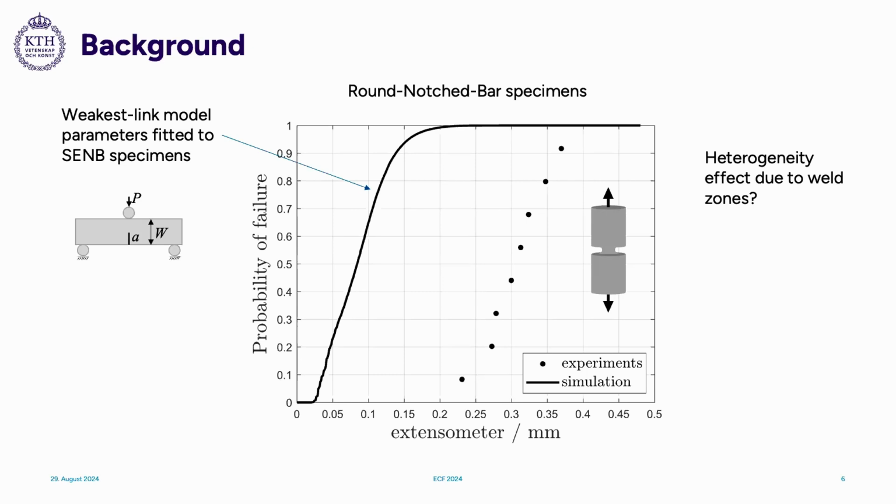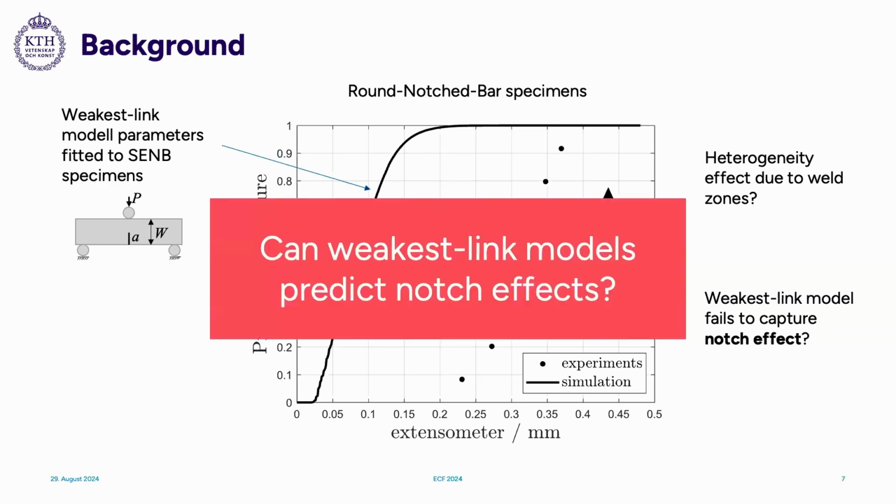And this is my PhD project basically. But another idea that was always at the back of my head was, what if this was a problem because of the notch effect? So maybe instead of having a fatigue pre-cracked specimen, this notch might have an impact, so that we cannot use the weakest link modeling anymore. So the question was, can weakest link models, or the ones that exist so far, predict these notch effects?